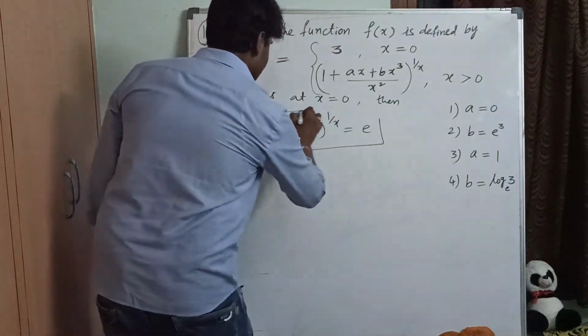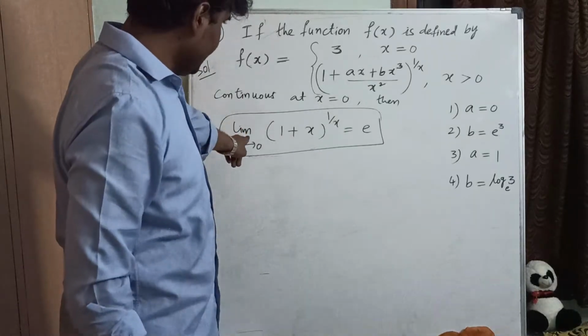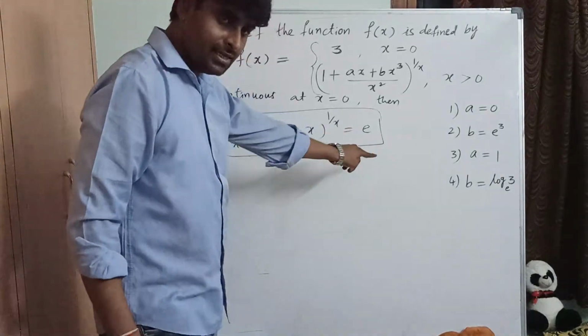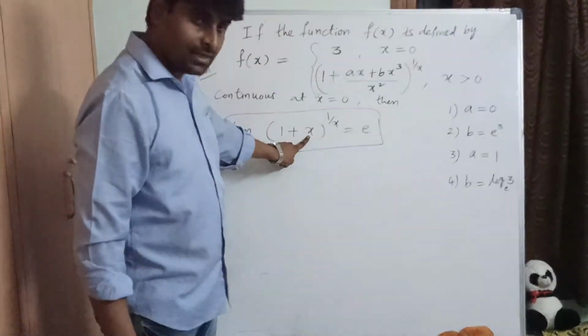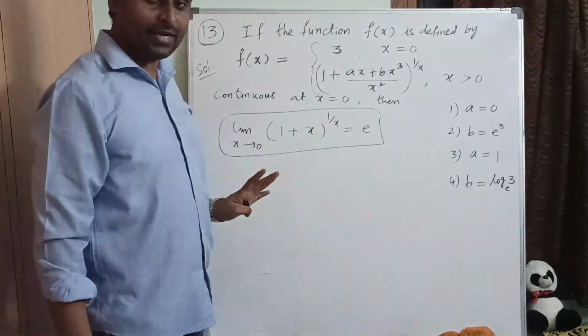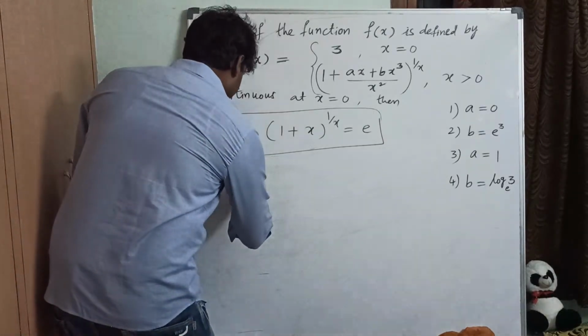Okay, so this is the main formula which we have to remember in limits. Limit x tends to 0, 1 plus x whole power 1 by x is e. Here x tends to 0. Here also we must have x, and here it must be the reciprocal of this term. Okay, so then the result is e.